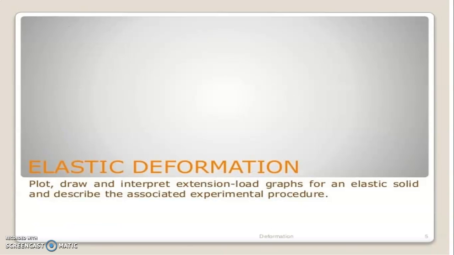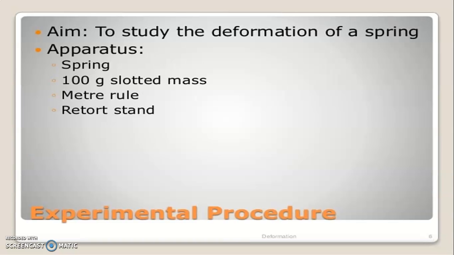Then we have elastic deformation. We have to plot and interpret the extension-load graph for an elastic solid and describe the associated experiment by using the experimental procedure. What is the aim of the study for that elastic deformation? That is to study the deformation of a spring. The apparatus we need: a spring, 100 gram slotted masses, a meter rule and a retort stand.